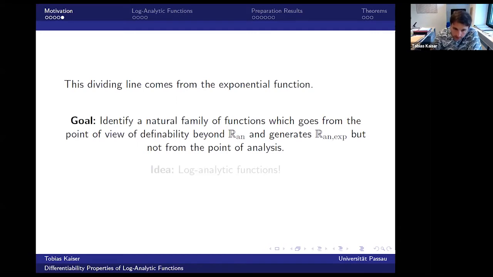And what is the idea? Do not work with the exponential function, work with the logarithm. So the idea: log-analytic functions. Well, this idea is not new. Log-analytic functions have been introduced, considered by Jean-Philippe Rolin and Lion in their seminal work, middle of the 90s. And we build on their work to get results for analysis.